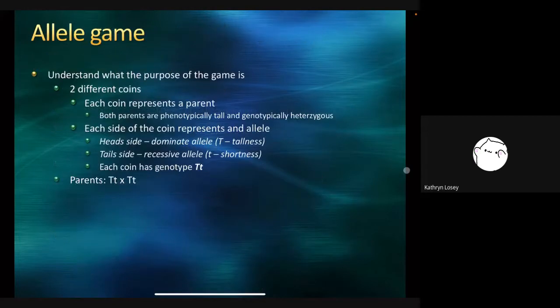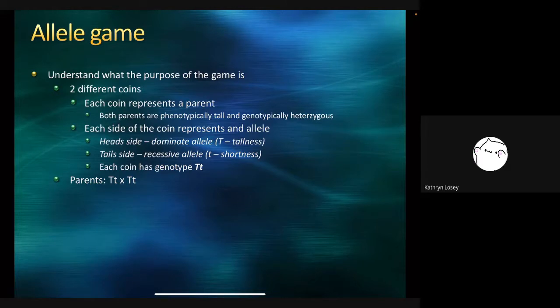All right, so you played a game with alleles. It's a little bit different than the one I'm used to you playing. This time you're taking 2 coins and flipping them, I think a total of 96 times. Each coin, you should know this, represents a parent. You could get asked, what do the coins represent? Each coin represents a parent.